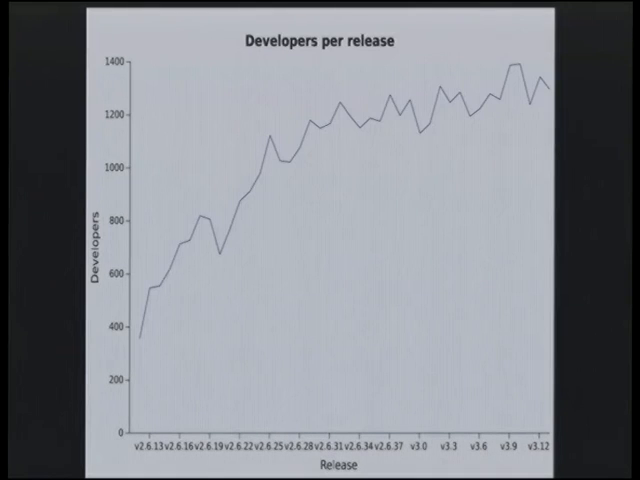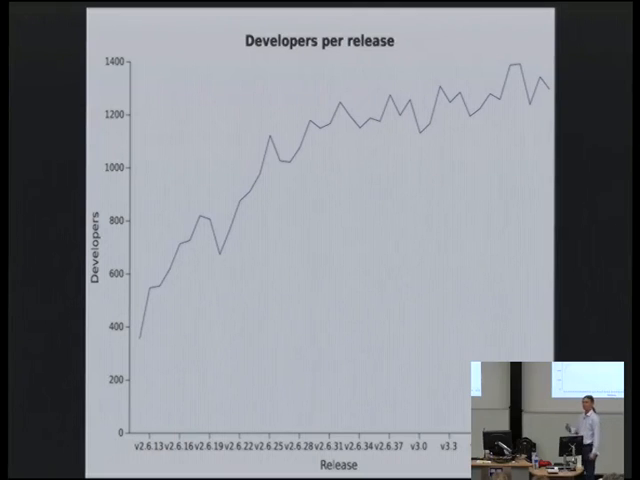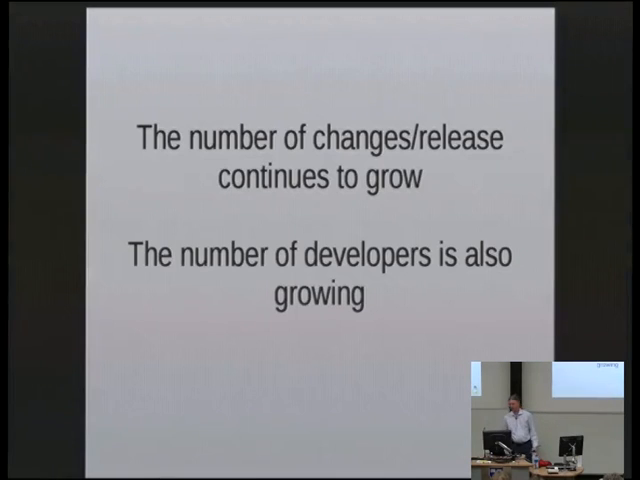If you look at the plot of the number of developers participating in each release cycle, you see a similar trend, although you might conclude that it's starting to level off just a little bit. That's something I'll come back to. But we're seeing, again, an increasing level of participation in the process. There are more people helping to put out our kernels in every development cycle. So just to re-summarize that, the number of changes per release is continuing to grow, as is the number of developers.